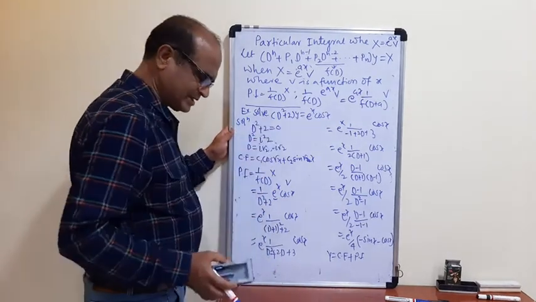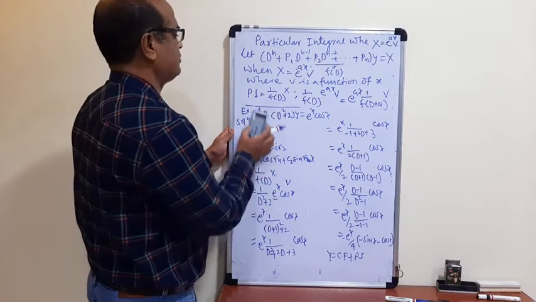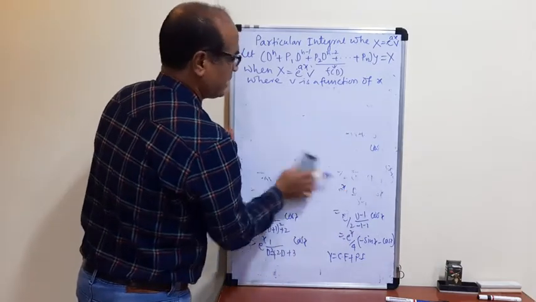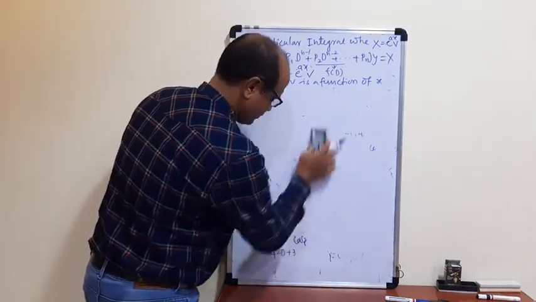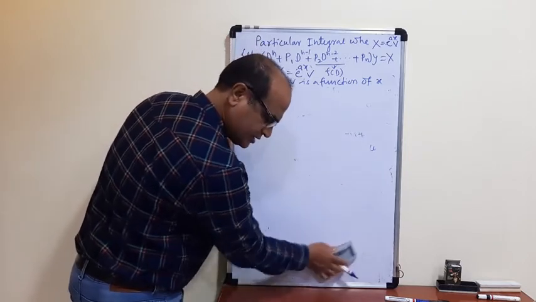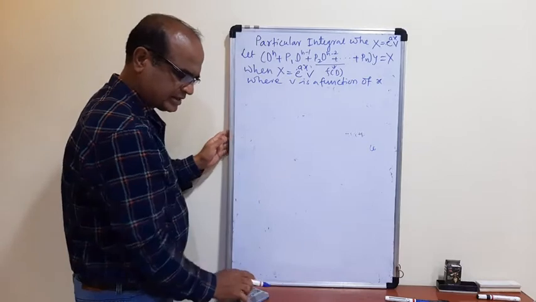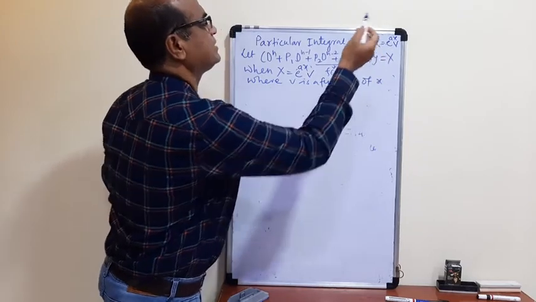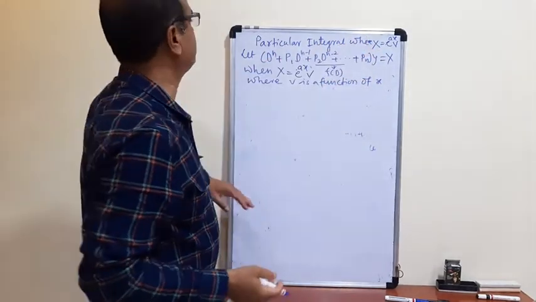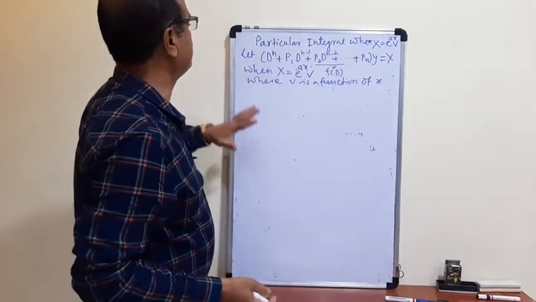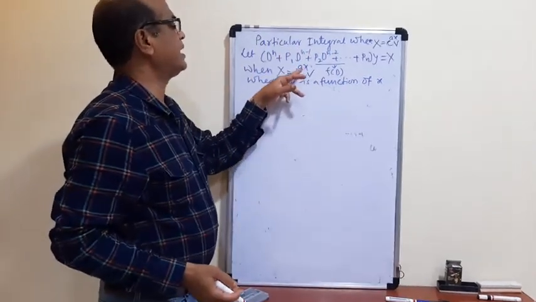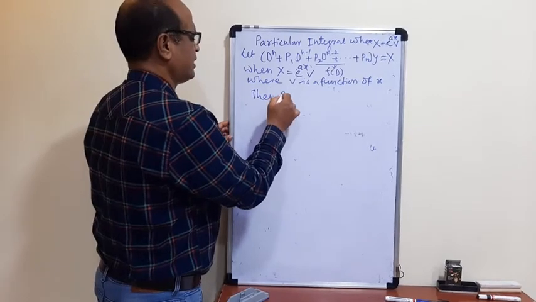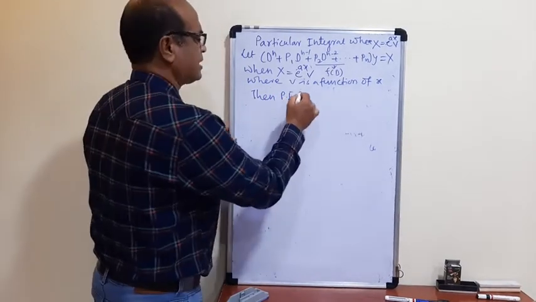Now we discuss another form. When X is of the form eᵃˣ V, there is one more formula to find the particular integral, where V is a function of x, for the linear differential equation with constant coefficients. See this formula and solve examples.